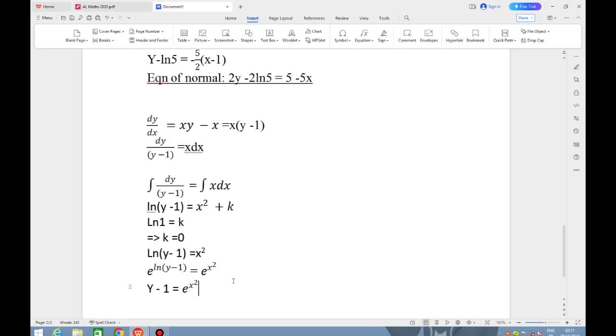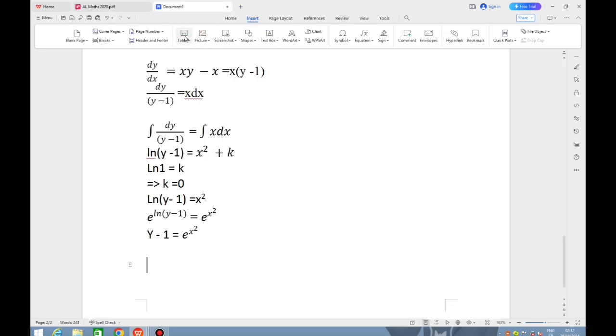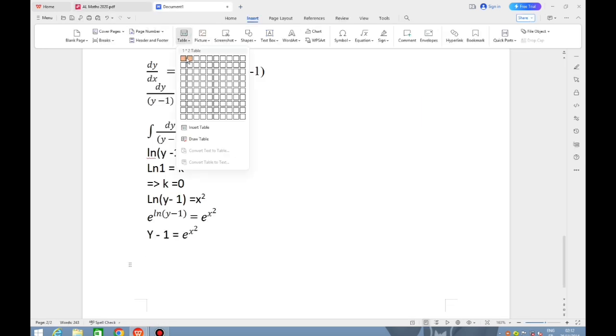And that brings us to the end of question 2. Now moving on to question 3, they say draw the truth table for each of the propositions P implies Q and the negation of P or Q and show that they are identical. So we draw our truth table, which is P, Q, negation of P, P implies Q and negation of P or Q, and there are 4 possible values.